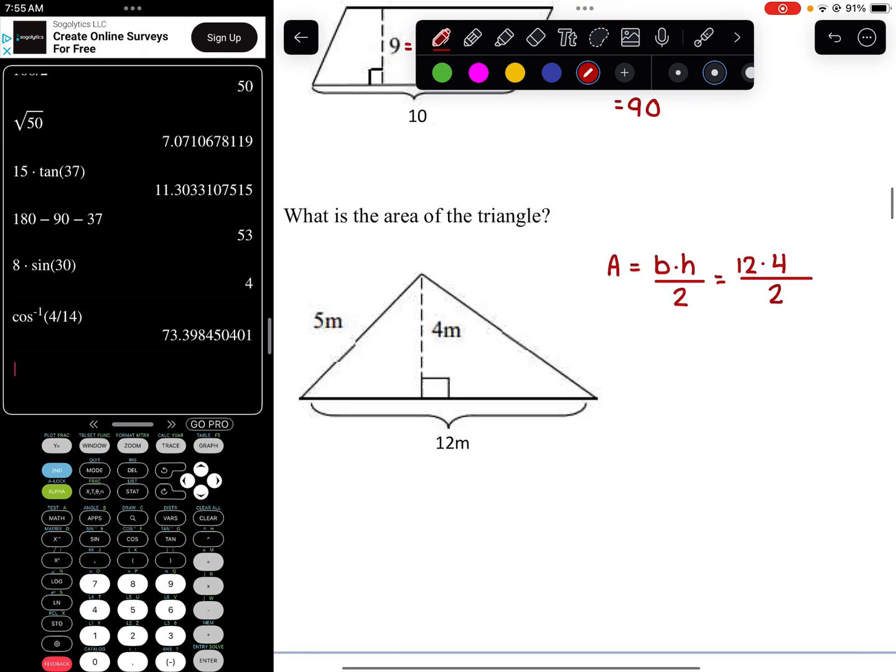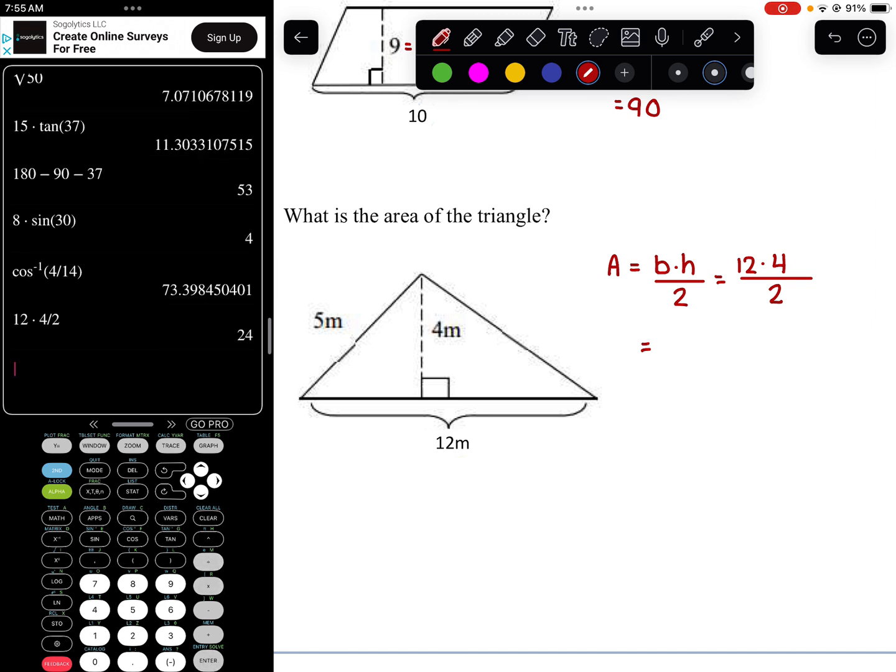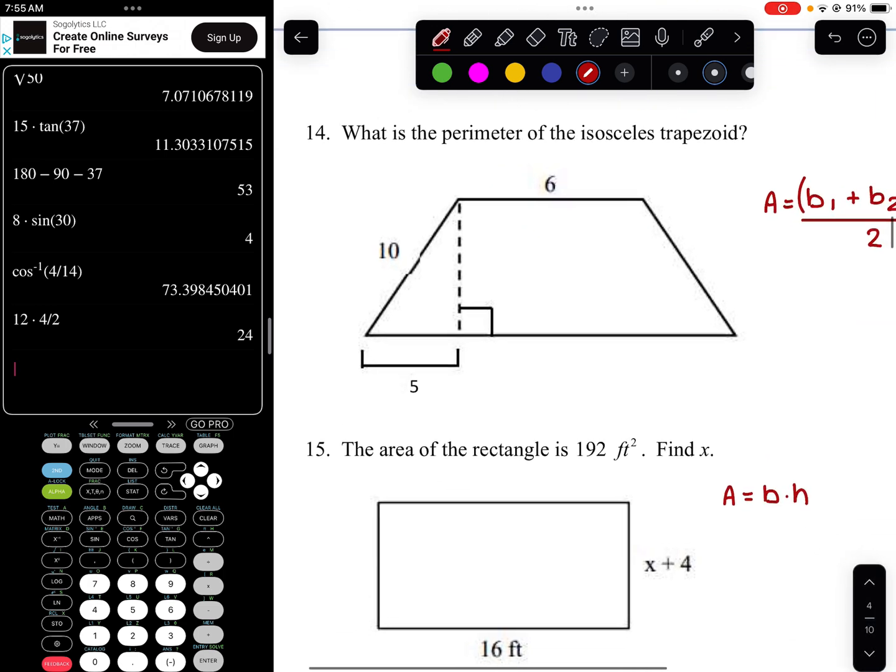Triangle, divide by 2. Let's go ahead and plug this into our calculator. 12 times 4 divided by 2. 24. Let's keep it moving. Come down to number 14.